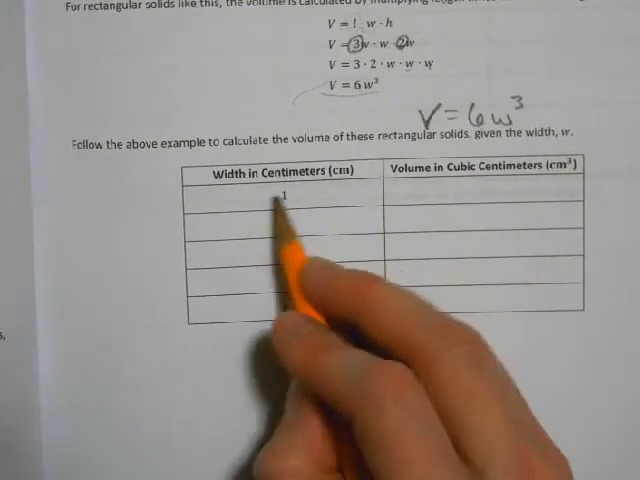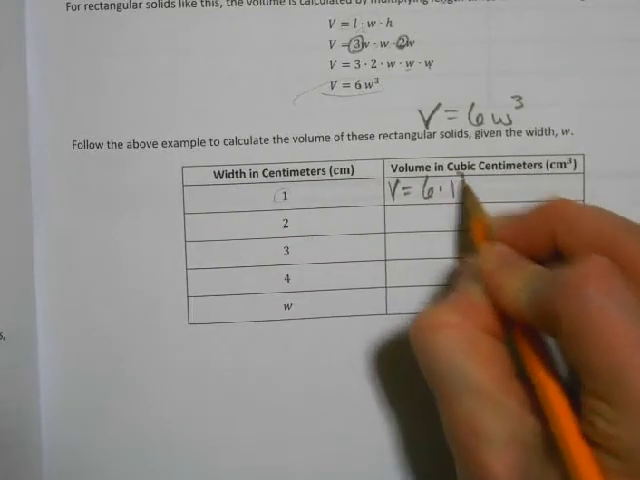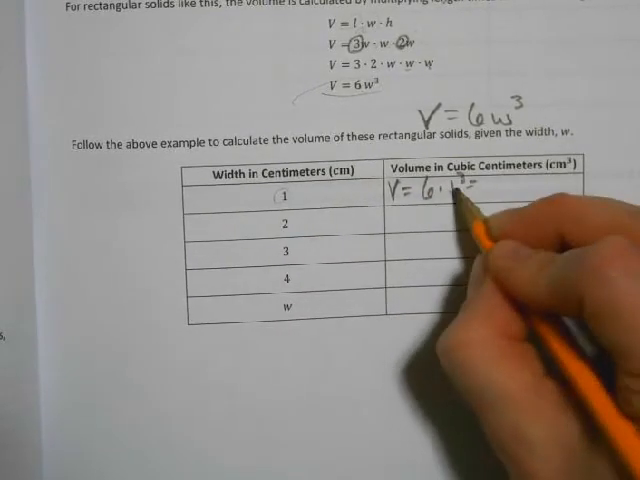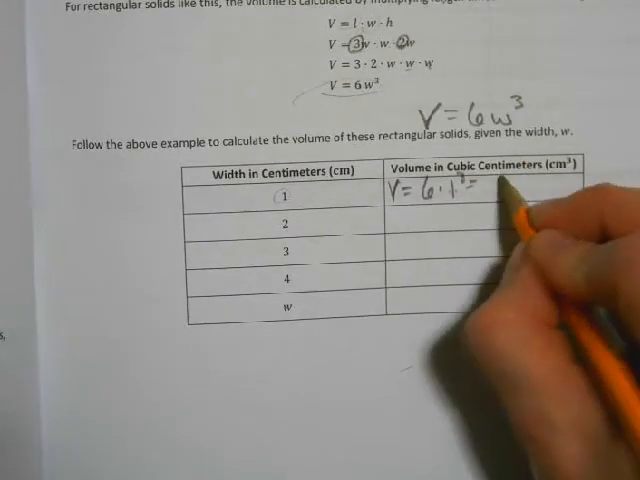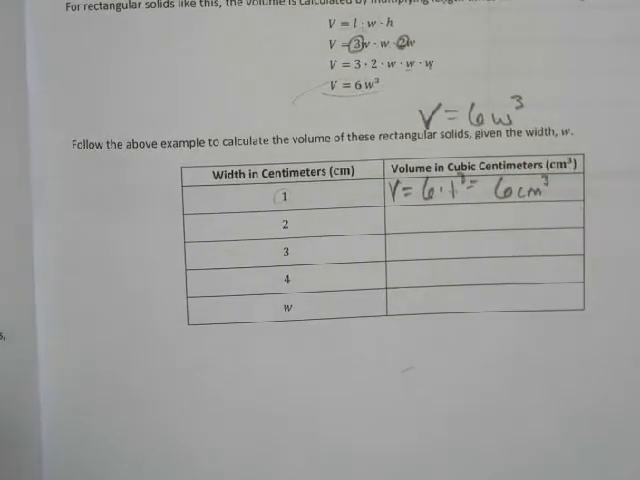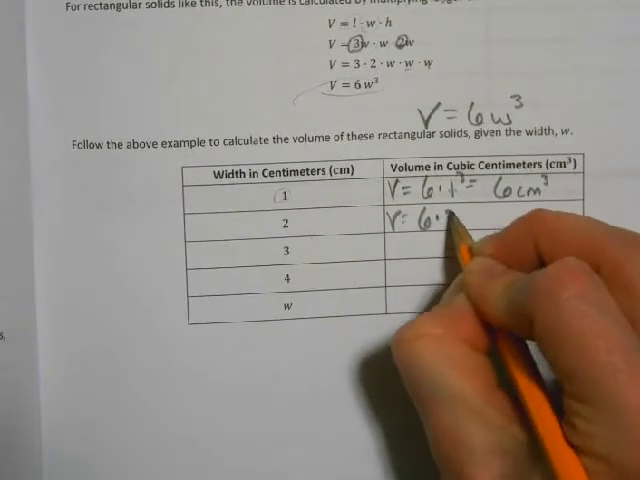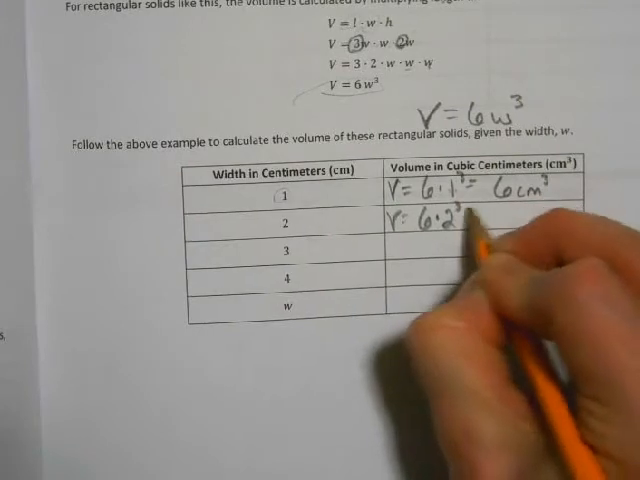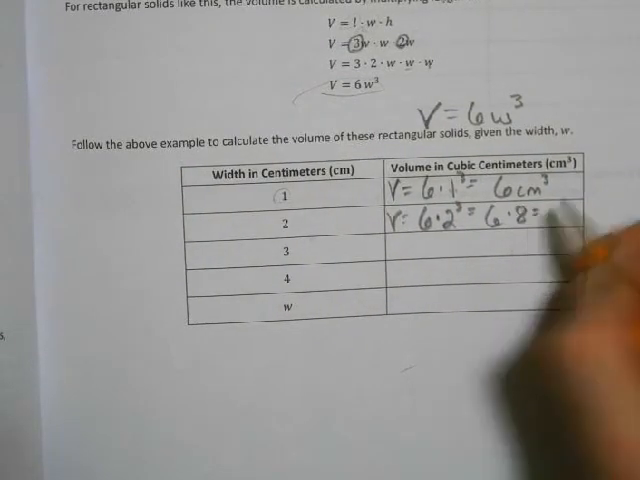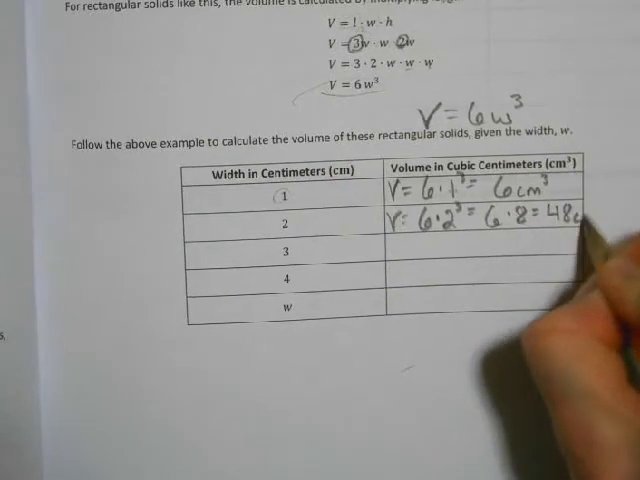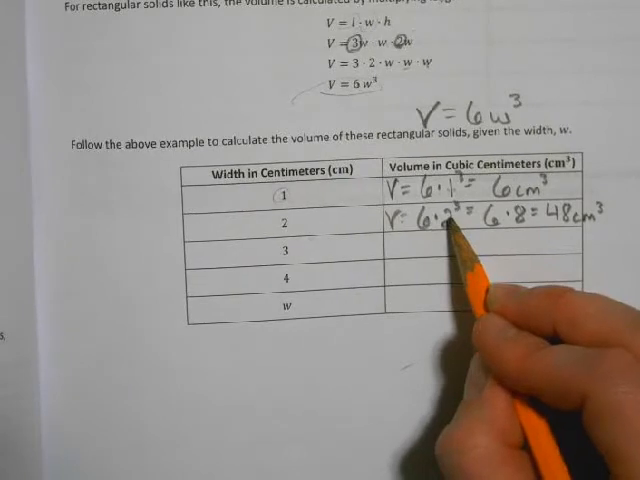So my W is 1. So V equals 6 times 1 cubed. 1 times 1 times 1 is 1. And so it's 6 centimeters cubed. Now this one, I have 6 times 2 cubed. So that's 6 times 8. You get 48 centimeters cubed. 2 times 2 is 4. 4 times 2 is 8.